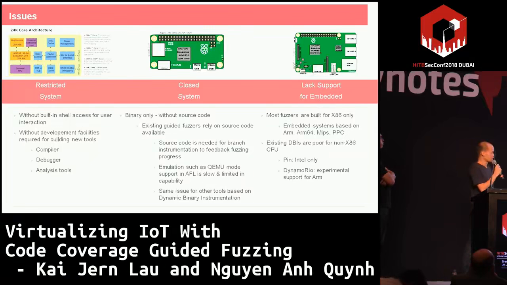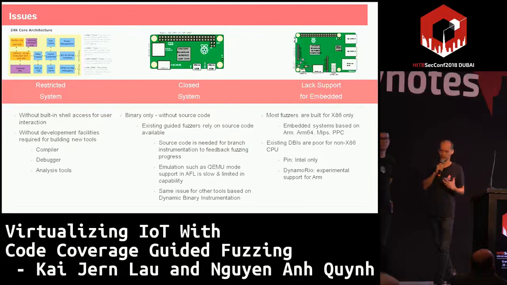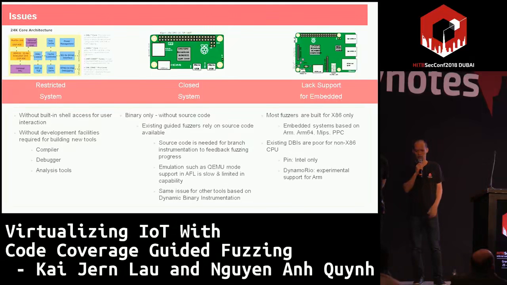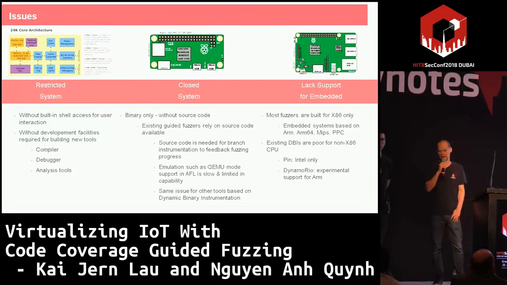The third issue is that most fuzzers are built for Intel CPUs only, which are very powerful. But nobody builds a fuzzer for a much poorer system like an embedded system. All the embedded systems do not run on Intel CPUs, but on different CPUs like ARM, ARM64, MIPS, or PowerPC. So you can see that all the existing guided fuzzers do not work for embedded systems.